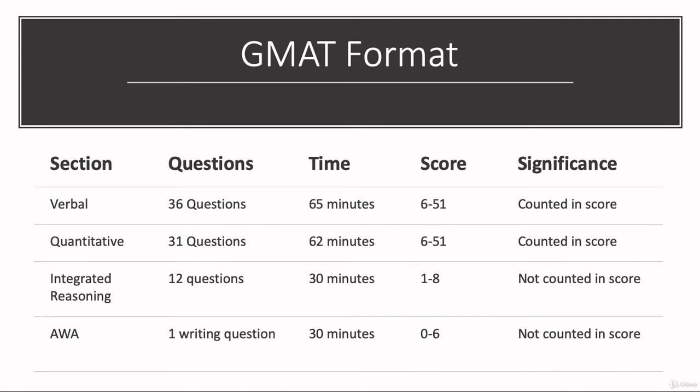The first section is verbal, which consists of English language. This verbal section consists of 36 questions which have to be solved in 65 minutes, and the score ranges between 6 to 51. The quant section consists of 31 questions which have to be solved in 62 minutes, giving you exactly 2 minutes per question. The score once again ranges between 6 to 51.